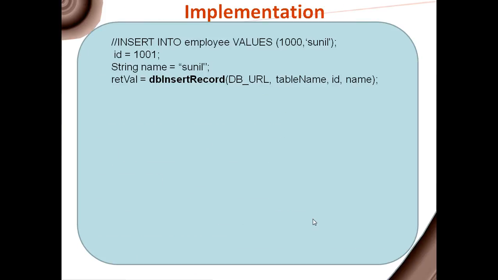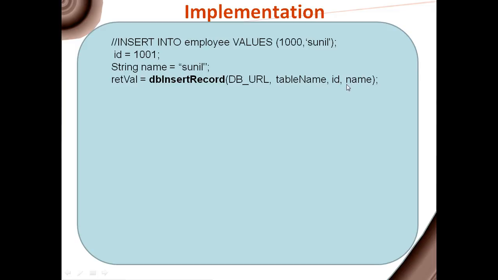Then we will now go to the CRUD, that is C. So here now let's say I want to insert a record. For that the query will be insert into employee, and then the values are 1001 and then the name of the employee. So this is the query that will be executed by this method. So db insert record basically takes 4 parameters, that is the URL of the database, then the table name, then the ID, and then the actual name that you want to insert.